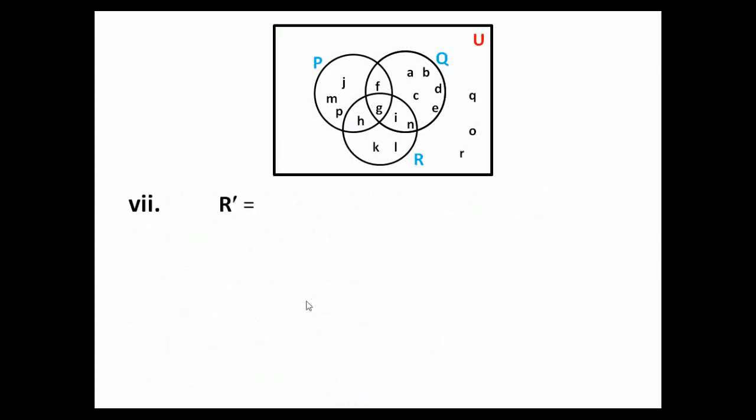Next, R complement. Now here we have R complement. So we have J, M, P, F, A, B, C, D, E, Q, O, R. Clear?